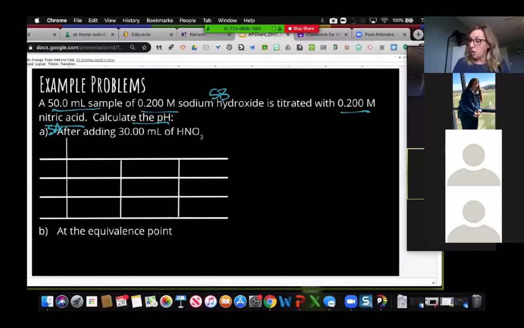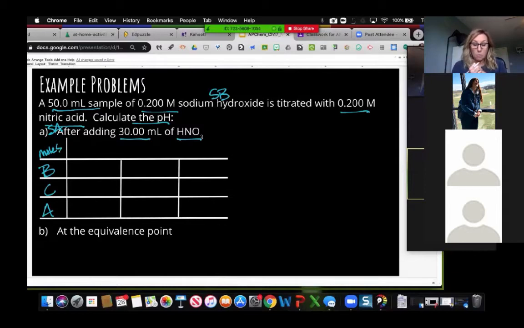So if I want to know what is the pH after adding 30 milliliters of HNO3, we're going to use something called a BCA table. That stands for before, change, after. So it's a little bit different than an ICE table. If you remember, in an ICE table, you had to use molarities. For a BCA table, it has to be in moles, because what you're doing is you're trying to figure out how the H+ and the OH- interact with each other, what gets used up, and then what you're left with.